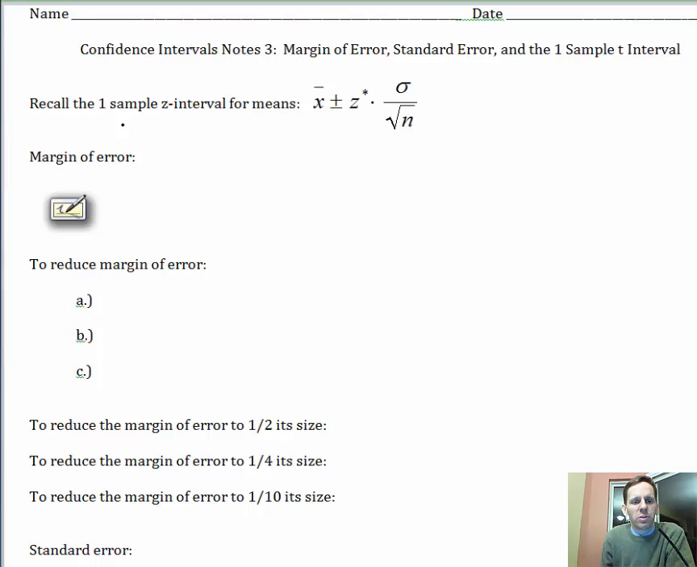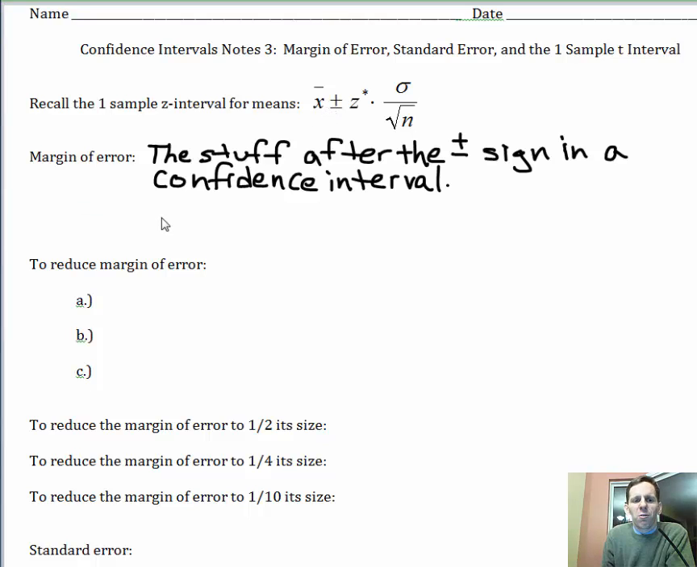Before we do that though, we're going to talk about our one sample z-interval from the last couple days in class. This is the confidence interval we use when we're trying to predict a population mean, and we know the population standard deviation. Now, part of any confidence interval is something called the margin of error. And the margin of error is the stuff after the plus or minus sign in a confidence interval. For the one sample z-interval for means, the stuff after the plus or minus sign is the z star times sigma over the square root of n expression. In this example, that would be your margin of error.